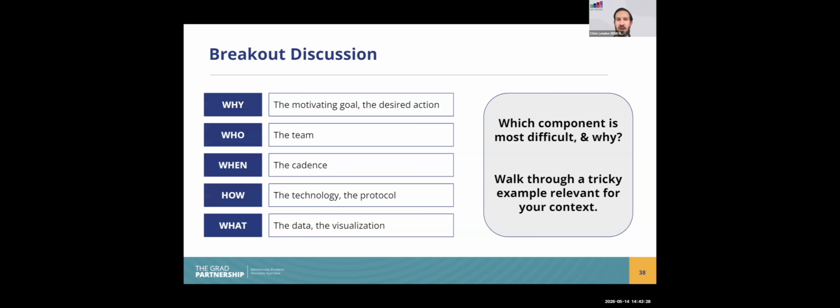So what we're going to do in a moment is send you into those breakout discussions and just have you introduce yourself to the other folks in your room, and maybe share which component feels most difficult for you in your context and why, and consider thinking through a tricky example and maybe getting some helpful thoughts from your group mates. That's all I had. Marie, can you help get us into the breakout rooms?